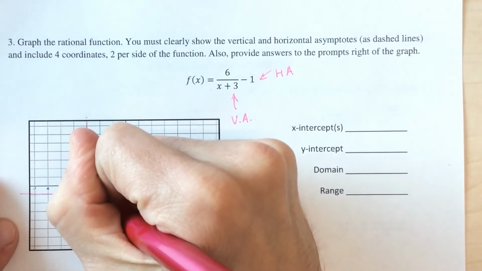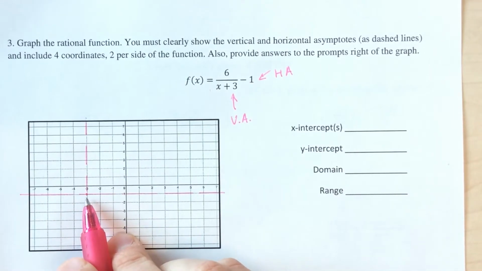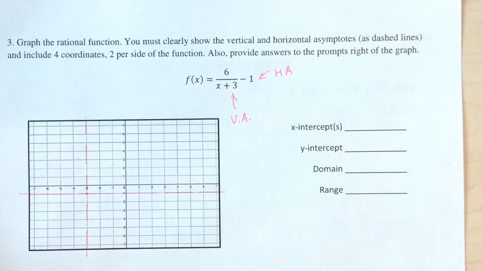By the way, this point right here is called the point of symmetry, and that might be necessary for a different problem. Just make a note of it. The point of symmetry is where the vertical and horizontal asymptotes meet up. The rest of the graph is going to be built around that.